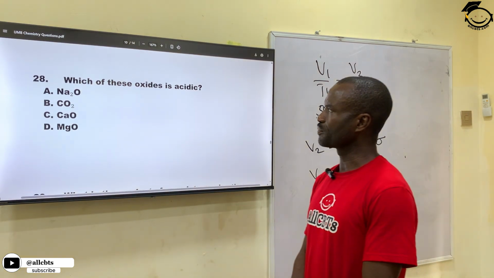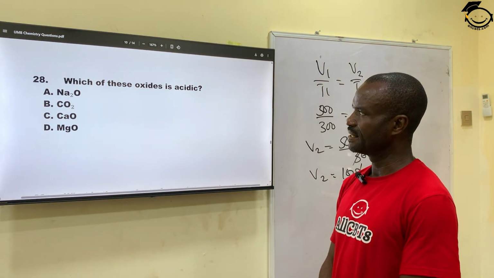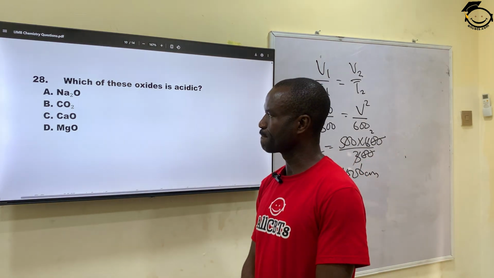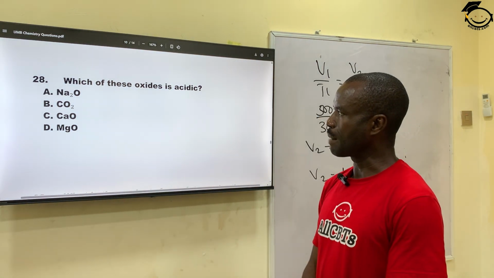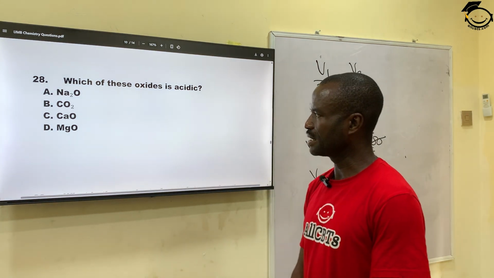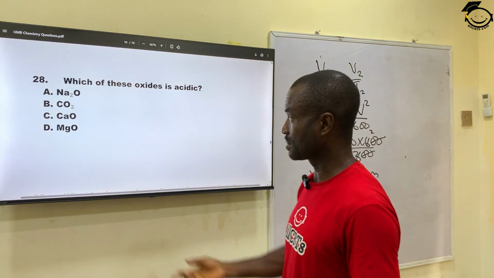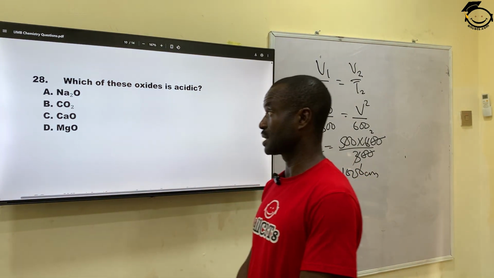Question 28. Which of these oxides is acidic? Sodium hydroxide, carbon 4 oxide, calcium oxide, and magnesium oxide. You know, acidic oxides are usually oxides of non-metals. So the only non-metal here is carbon 4 oxide.